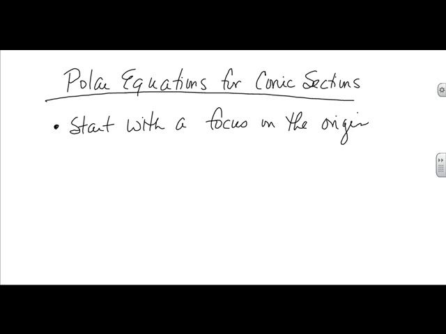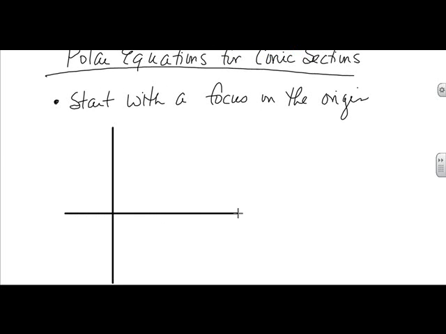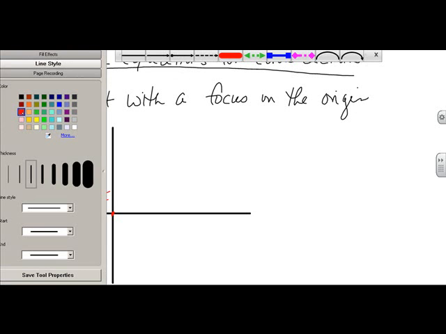Alright, so let's see what we can do here. We're going to start with a parabola because that's the most simple conic section. So here's our y-axis, here's the x-axis, and the focus will be on the origin. The directrix is a line, well, it depends.